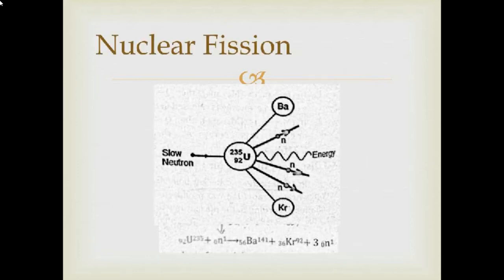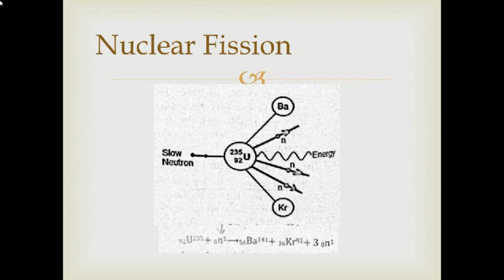We are going to see the nuclear fission process. Here you can see from the diagram, a slow neutron is approaching uranium 235 92, and when it gets bombarded, then after the reaction it will convert into barium and krypton with the liberation of 3 neutrons, and a high amount of energy is liberated.